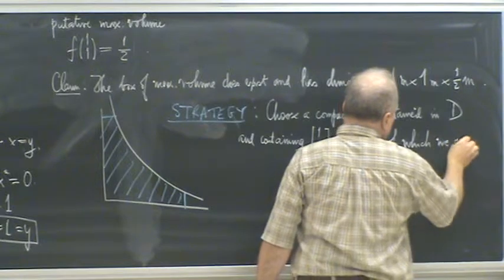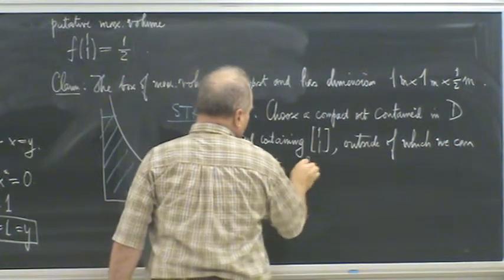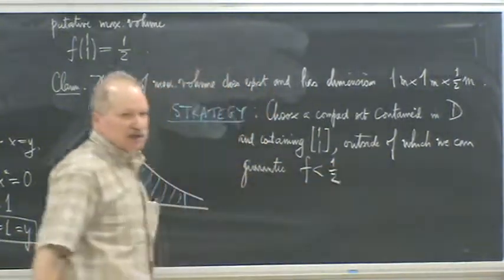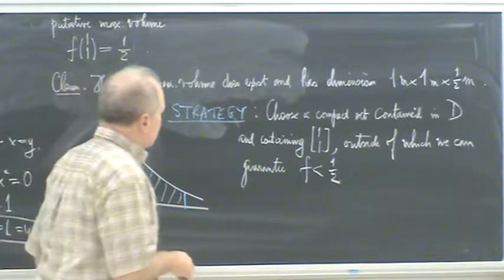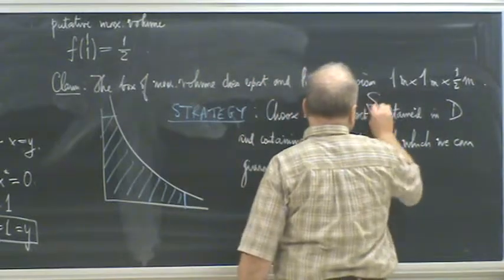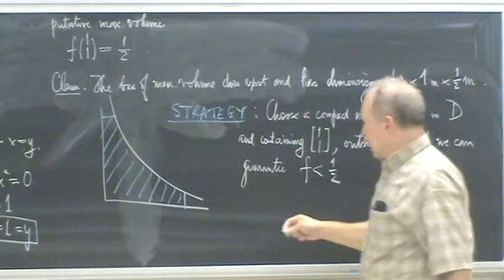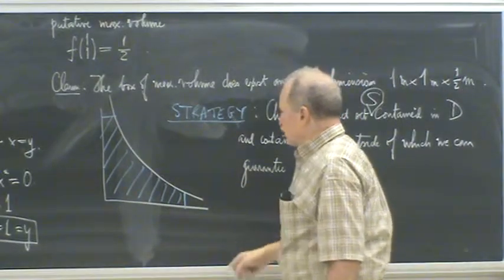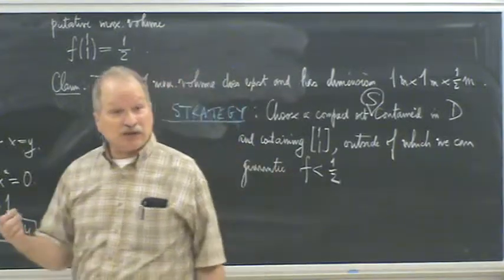We can guarantee that f is definitely smaller than the value it is at (1,1), namely a half. So how does the logic work? Let's call this compact set S, so that it looks like our theorem. The maximum value theorem guarantees me that somewhere in S, there's a maximum point.